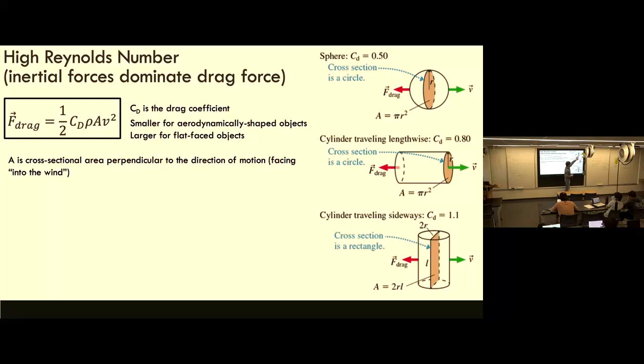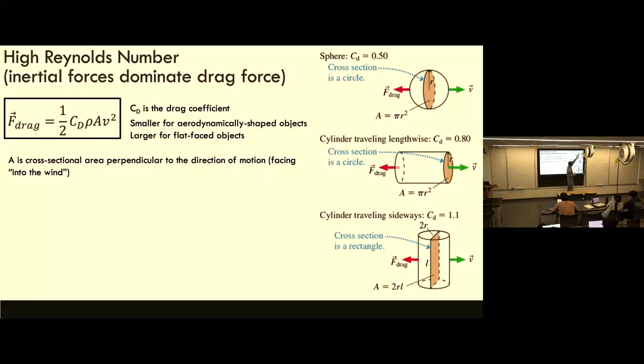This object has the same area as this one, right? The cross-section is just a circle. So the force of drag should just have the same form. It has the same cross-sectional area. That's where this drag coefficient comes in. It tells us about how aerodynamic the object is.